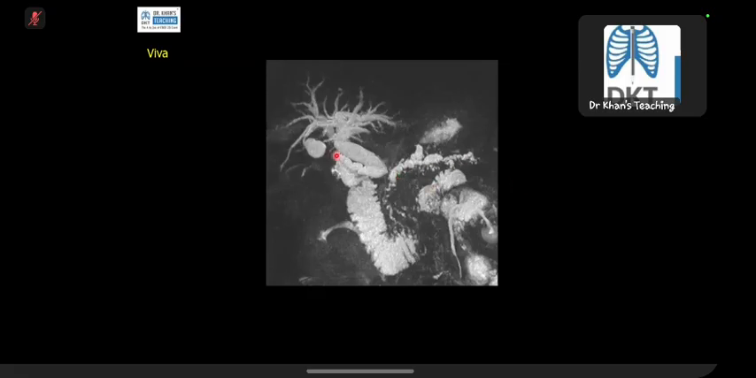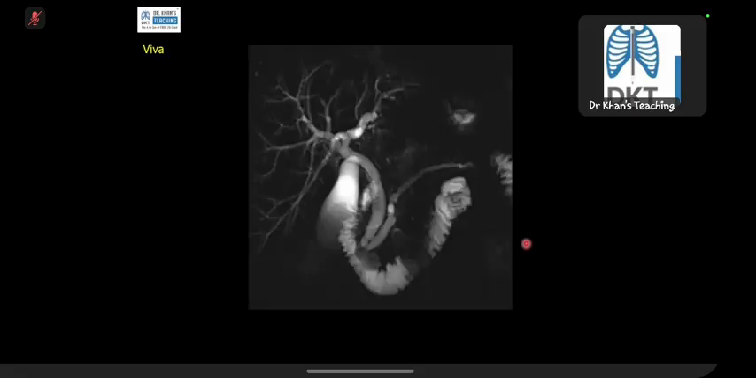Okay, this is an MRCP. This is the pancreatic duct. This is the CBD. Stricture here, and this is also stricturing the pancreatic duct. What is your differential? Pancreatic carcinoma.